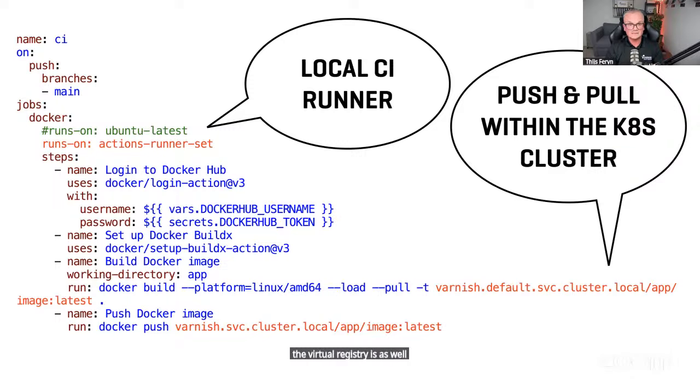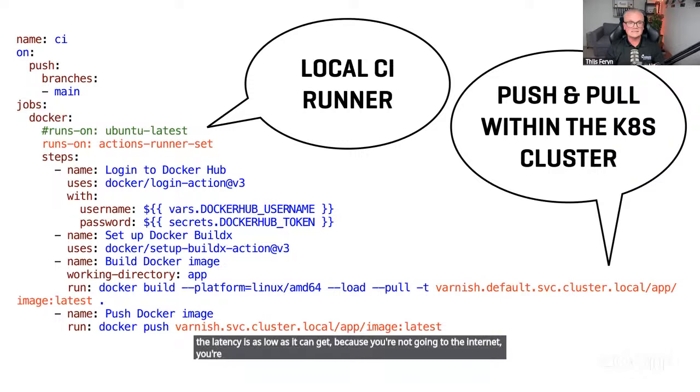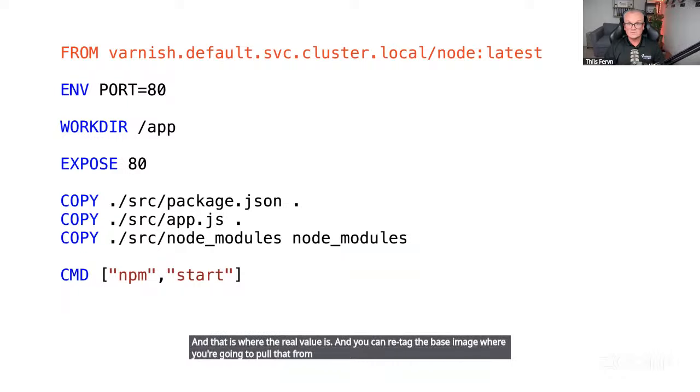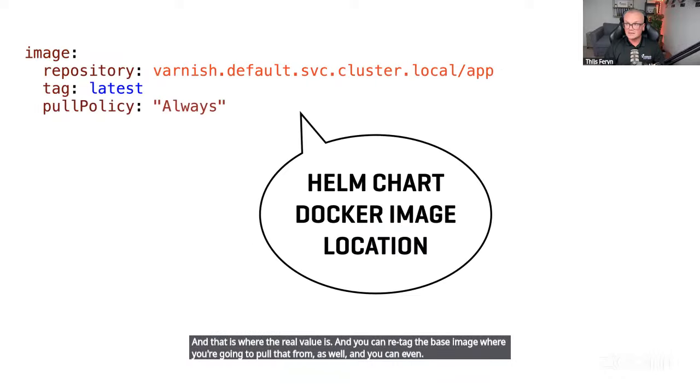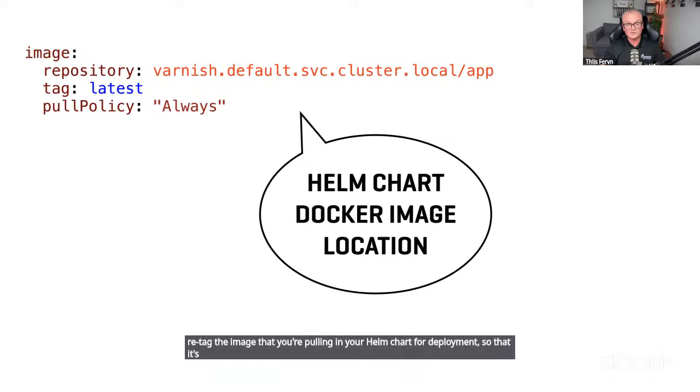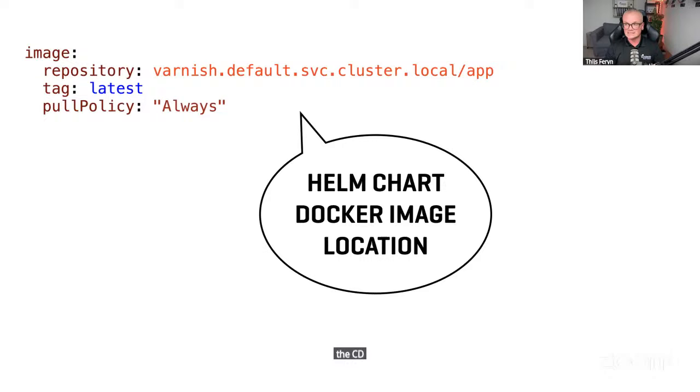And you can imagine that the latency is as low as it can get, because you're not going to the internet. You're not even accessing the local network. You're staying within the cluster. And that is where the real value is. And you can retag the base image where you're going to pull that from as well. And you can even retag the image that you're pulling in your Helm chart for deployment, so that it's not only the CI part, but also the CD part that gets accelerated. And you can go from sometimes even minutes of waiting to get certain artifacts into milliseconds.